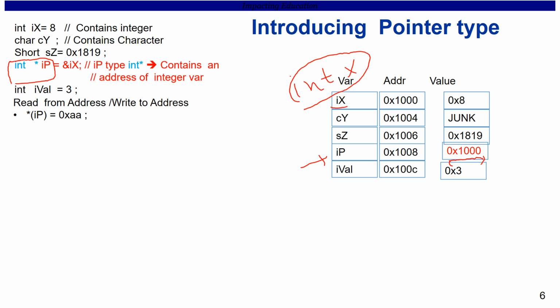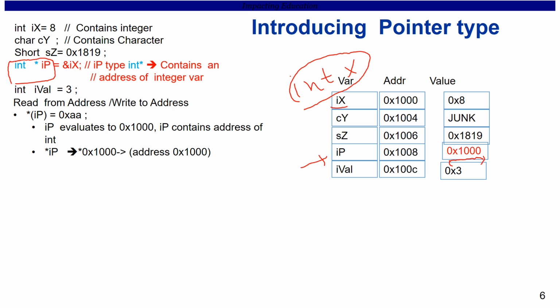So I can do star of IP equals 0xAA. In reality, how will this get evaluated? IP evaluates to 1000, just like we saw. So star of IP would evaluate to star of 1000. So basically you're accessing the address 1000.